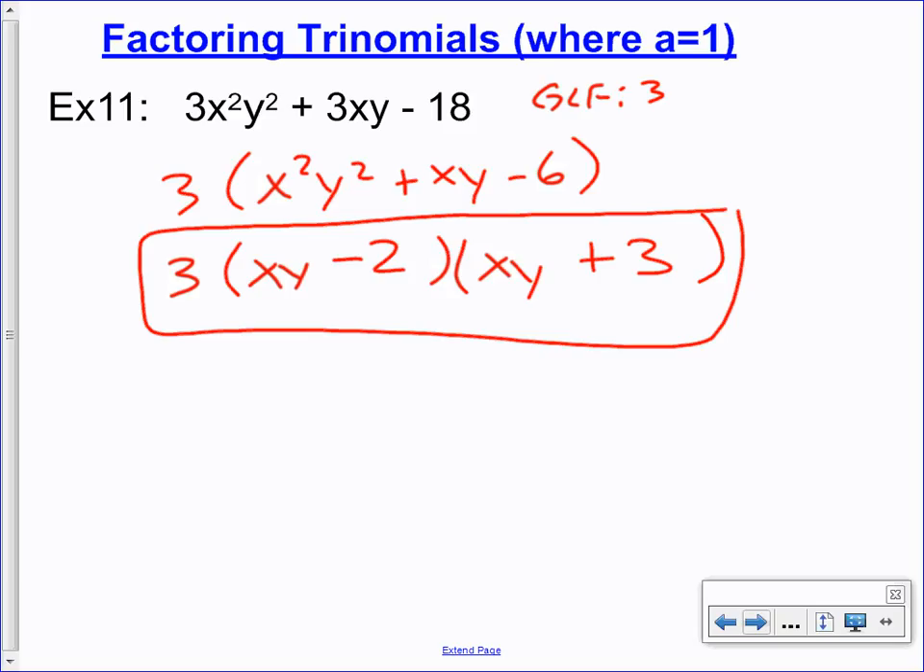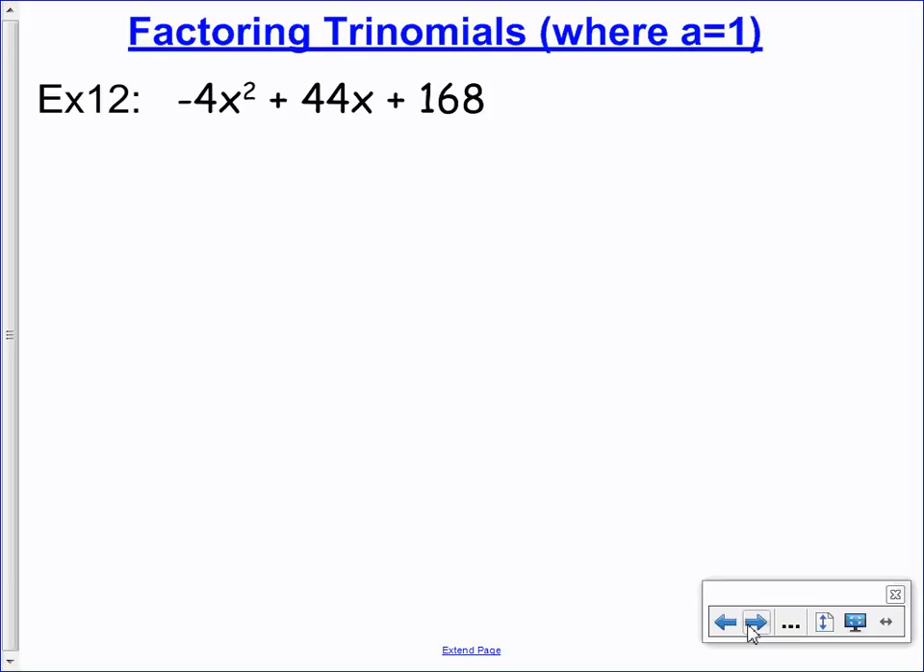There's 11. Last one. Here we go. That SOL, though, they love putting those negatives in there. So when the front number is a negative, your GCF is a negative.